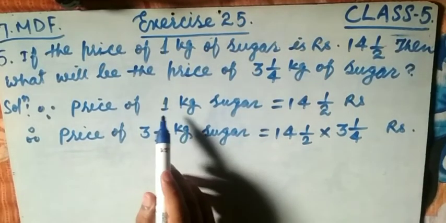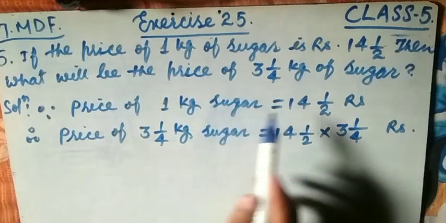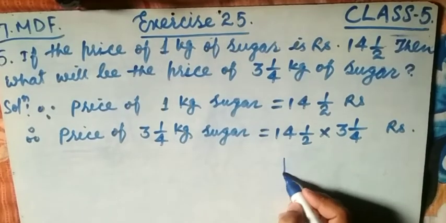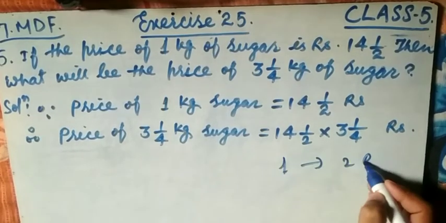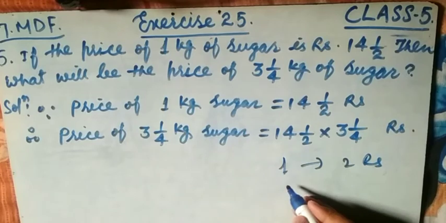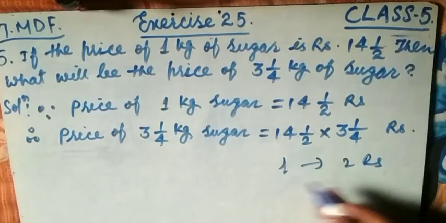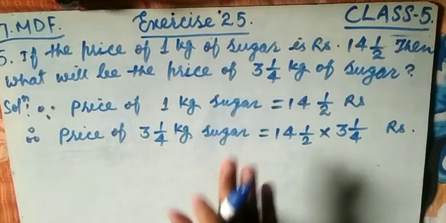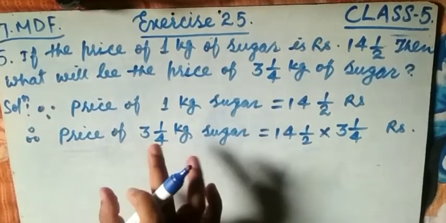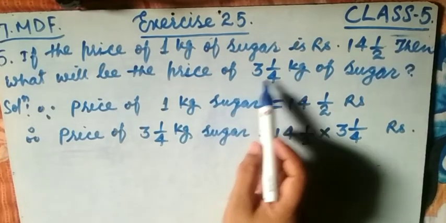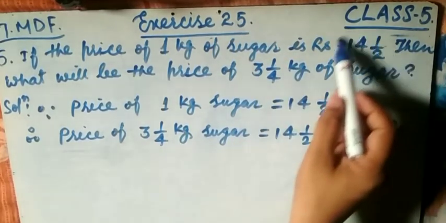If the price of 1 kg of sugar is 14.5, then we have to multiply for the other kilograms. Suppose the cost of 1 pen is 2 rupees, then the cost of 2 pens is 2 multiplied by 2, 3 pens is 3 multiplied by 2, 4 pens is 4 multiplied by 2. Similarly, we can proceed the same. The concept is the same over here. Then we have to multiply simply this kg by this amount.